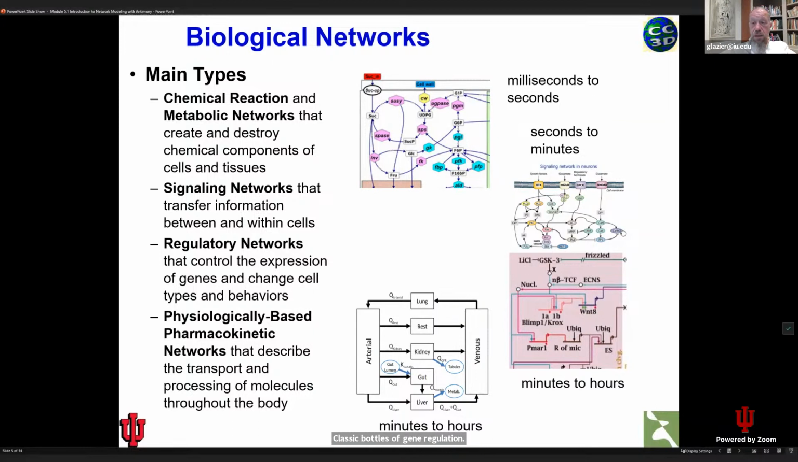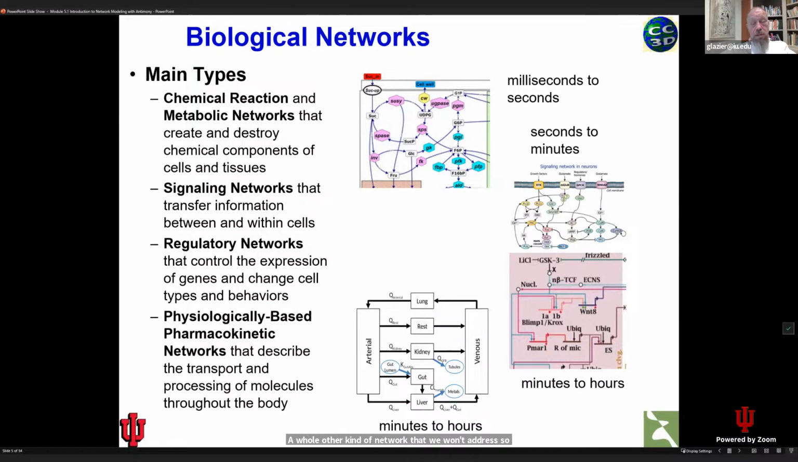Because genes take time to be transcribed and translated, the time scale for gene regulatory networks tends to be from tens of minutes to hours, potentially very long if we're talking about actual things like acetylation or methylation of histones or DNA.